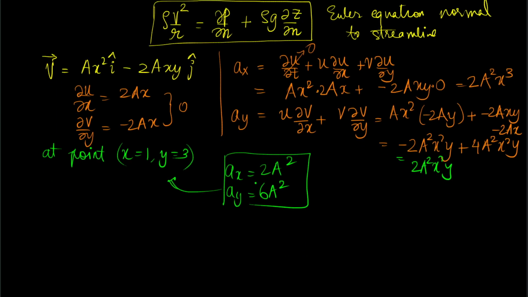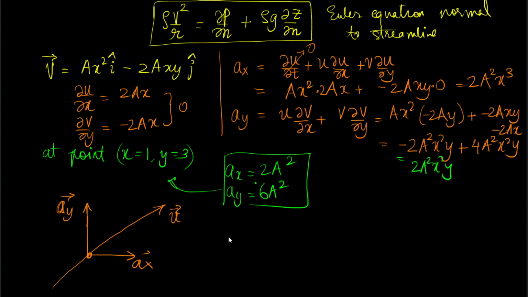Now we need to decompose this acceleration. We have ax and ay as two components of the acceleration vector, but we need to decompose it along the direction of the velocity. So how do you do that? Let us find out the unit vector along the velocity at this point.